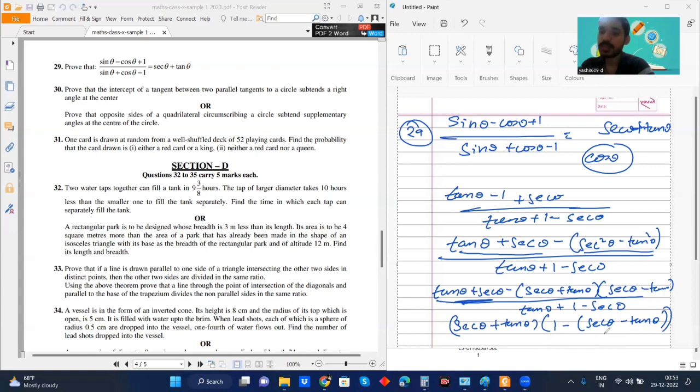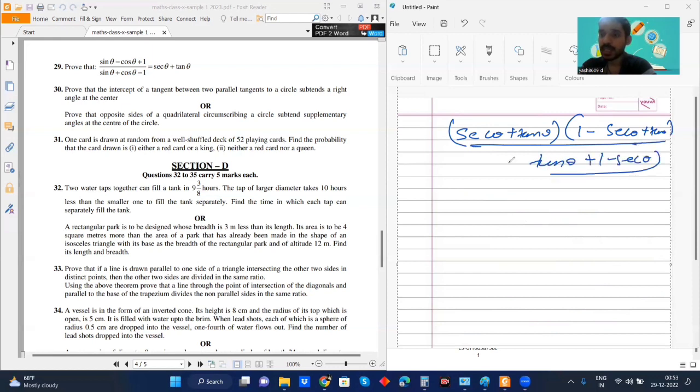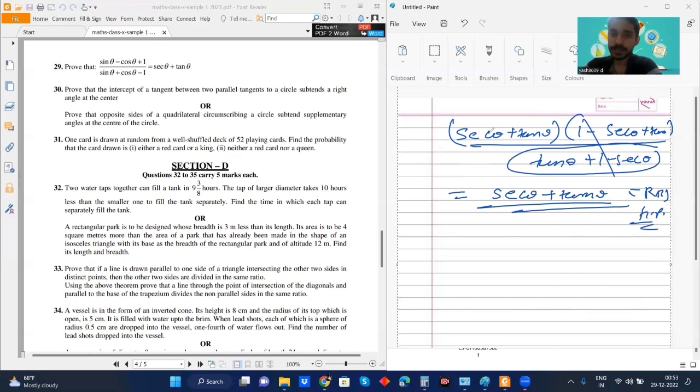1 minus sec theta minus tan theta. Further solving it, I will get sec theta plus tan theta, and if I open the bracket, I would get 1 minus sec theta plus tan theta. And my denominator is also the same thing, tan theta plus 1 minus sec theta. If I rearrange this term, it is 1 minus sec theta plus tan theta, which gets cancelled, and I get the answer as sec theta plus tan theta is equal to RHS. Hence proved. Okay.